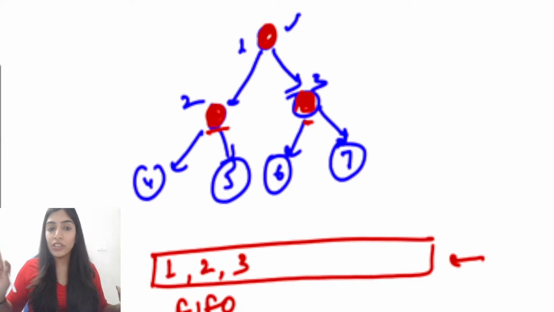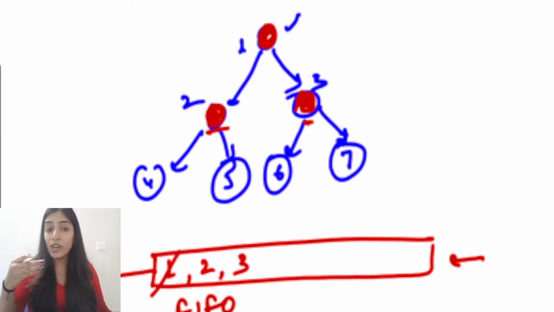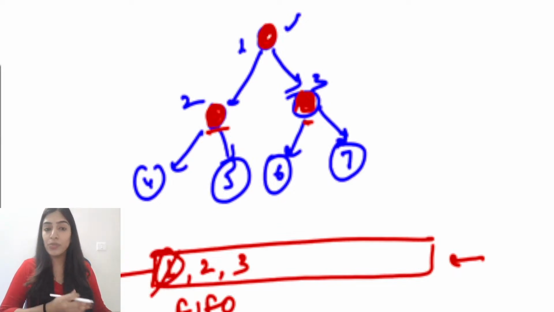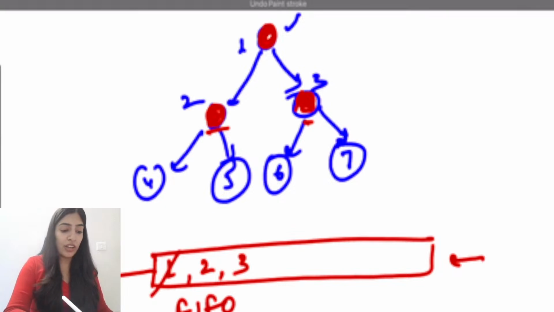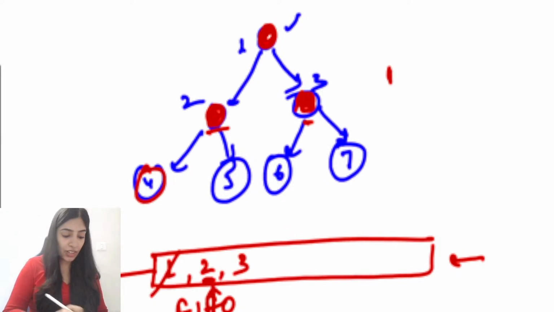Now since I'm done with all the children of 1, what am I going to do? I'm going to pop it out. What does a queue do? It does FIFO, first in, first out. So this was first in, so it is going to be first out. As soon as I take it out, I am going to print it. Now, what is the next element that I have? I have 2. Now, 2's children are what? 4 and 5. I am going to push them to the queue. Now, I am done with all the children of 2.